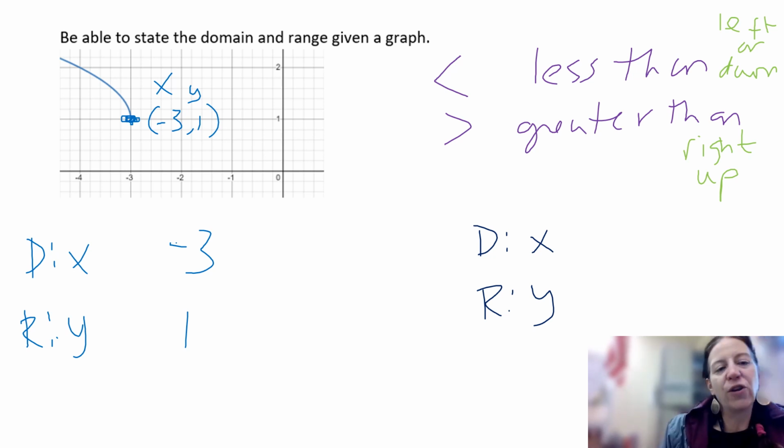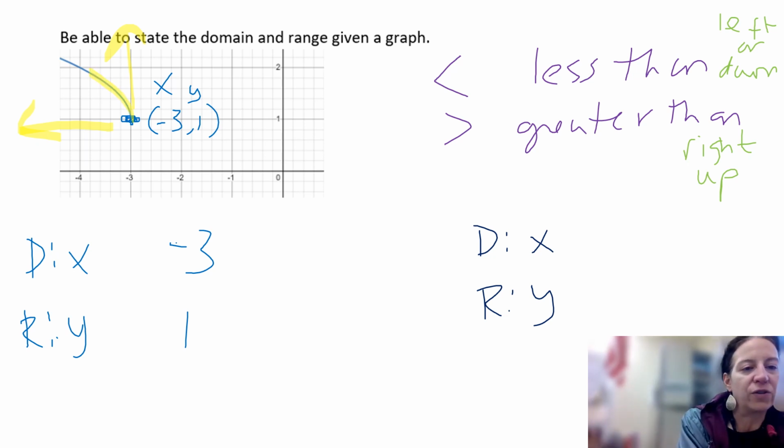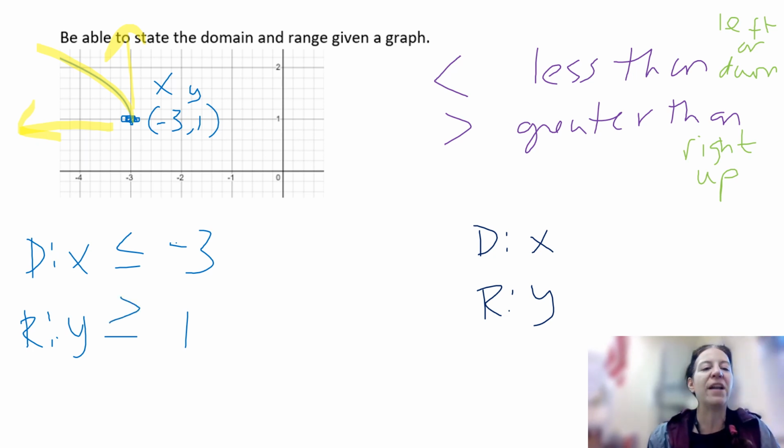And then look at the direction that it's going. If I look at the direction, it's going to the left and it's going up. The function starts right there, and that's the direction it's going. If it's going to the left, then that is less than. X values can be less than -3, and it's going up, so my y values would be greater than or equal to -1. Now you do want to include the equal to, because it is an endpoint.